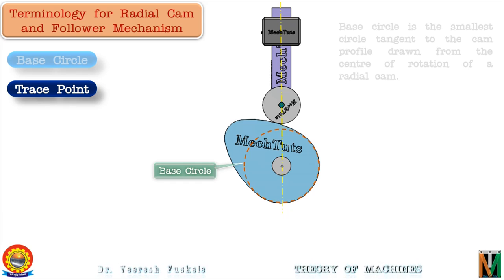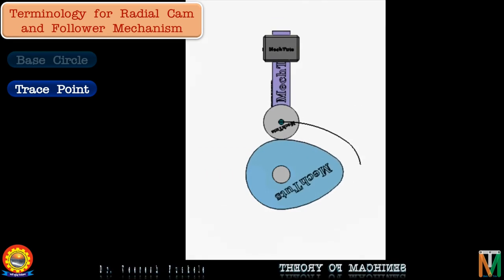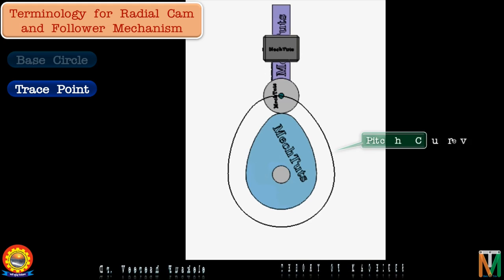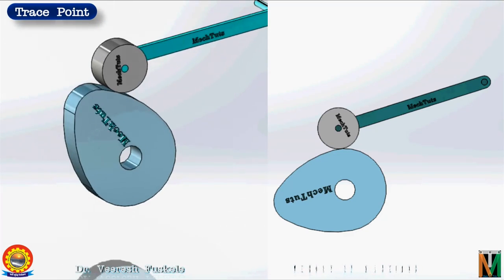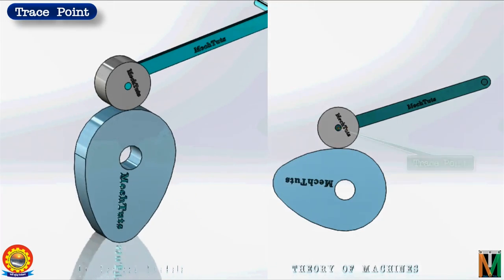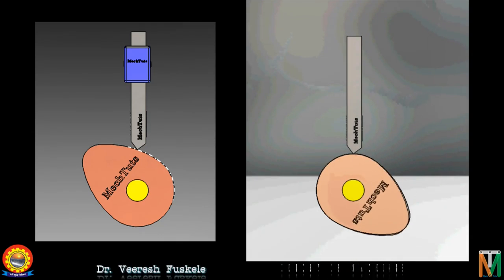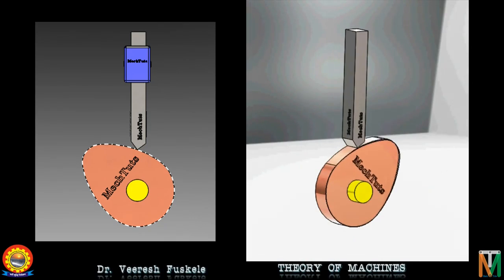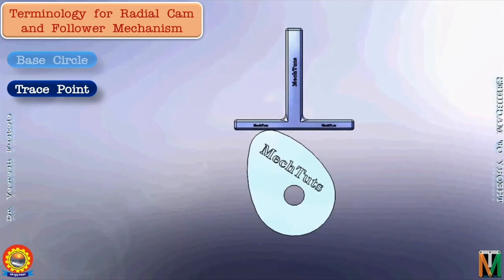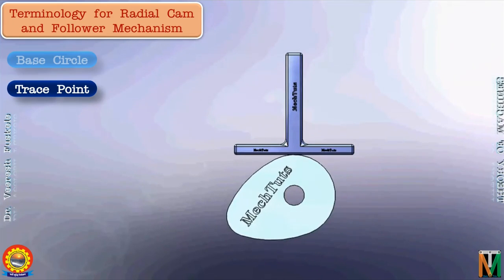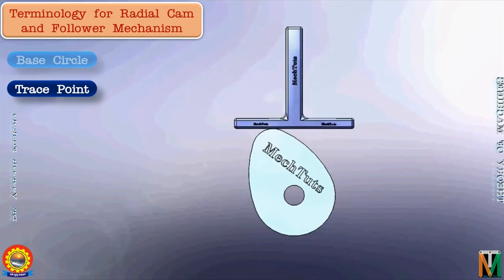We also discussed that in case of roller follower, the trace point is at the center of the roller. In case of knife edge follower, it is the edge of the knife that we consider as a trace point, and in case of flat face follower, it is the point of contact of the cam and the follower surface when the follower is closest to the axis of the cam.